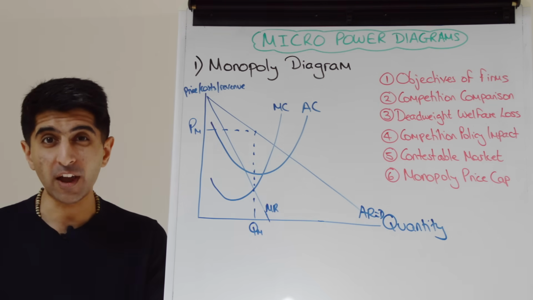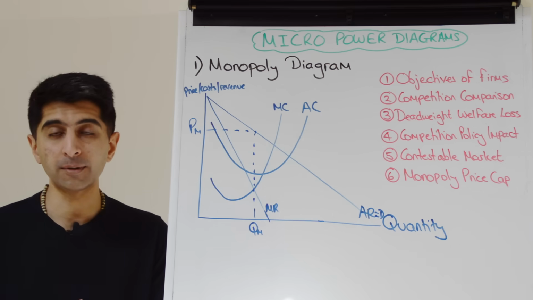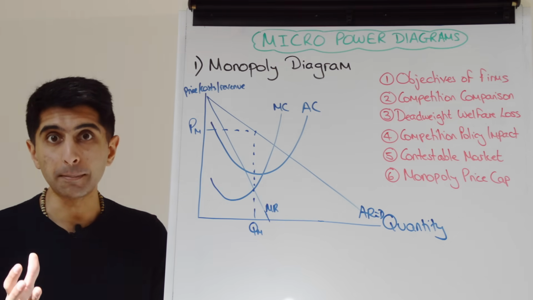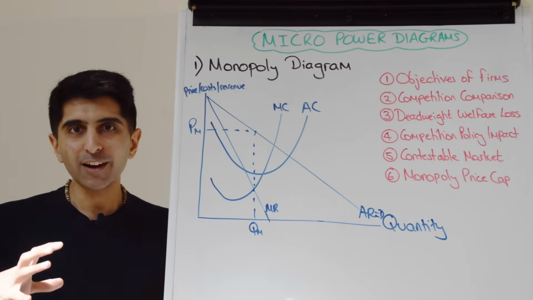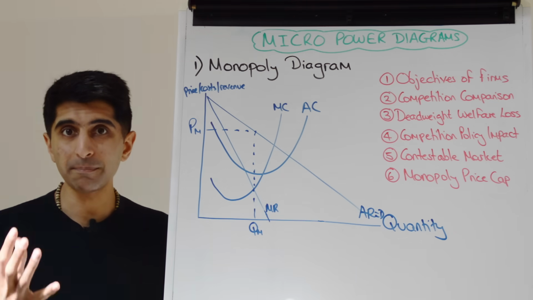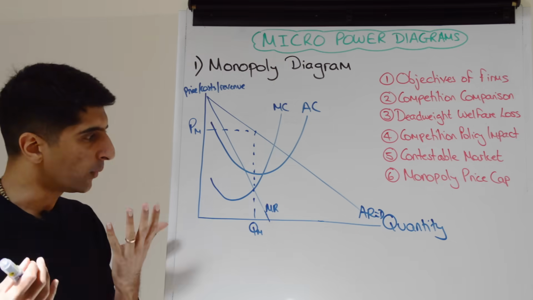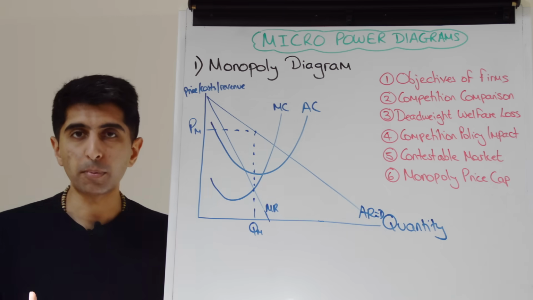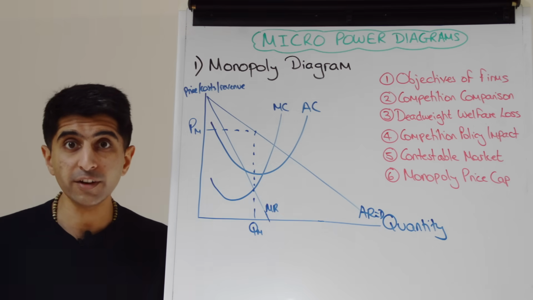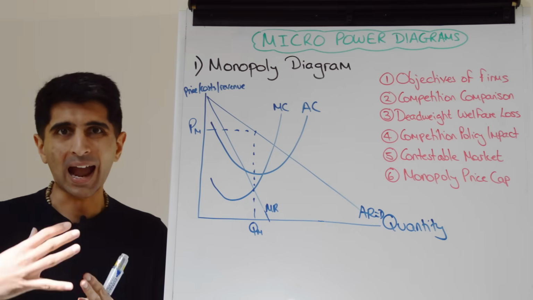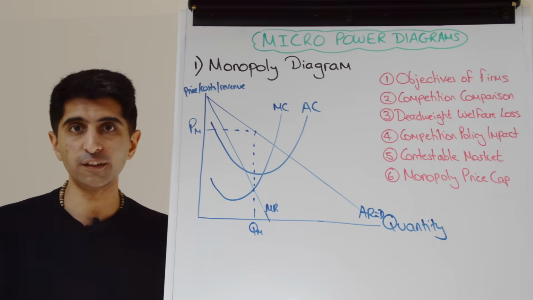Let's look at 7 very powerful micro diagrams that you can use in your paper 1, but also your paper 3. We're going to start with the monopoly diagram. The monopoly diagram is amazing, not just because it shows monopoly outcomes. That's the basic diagram. Looking at this, we can see monopoly price, monopoly quantity. We can also show supernormal profit if we want to, but it's so diverse. We can actually show alongside just basic monopoly outcomes the efficiencies and inefficiencies of monopoly.